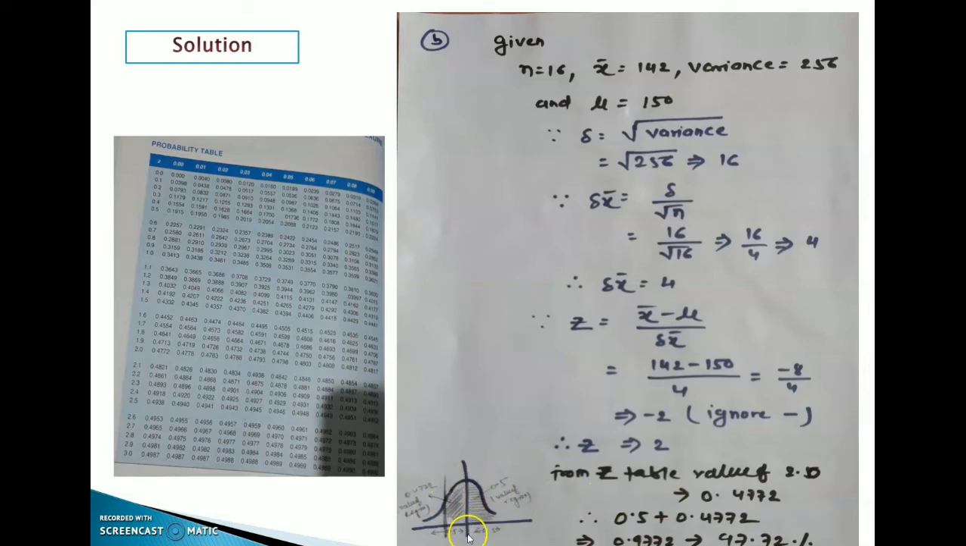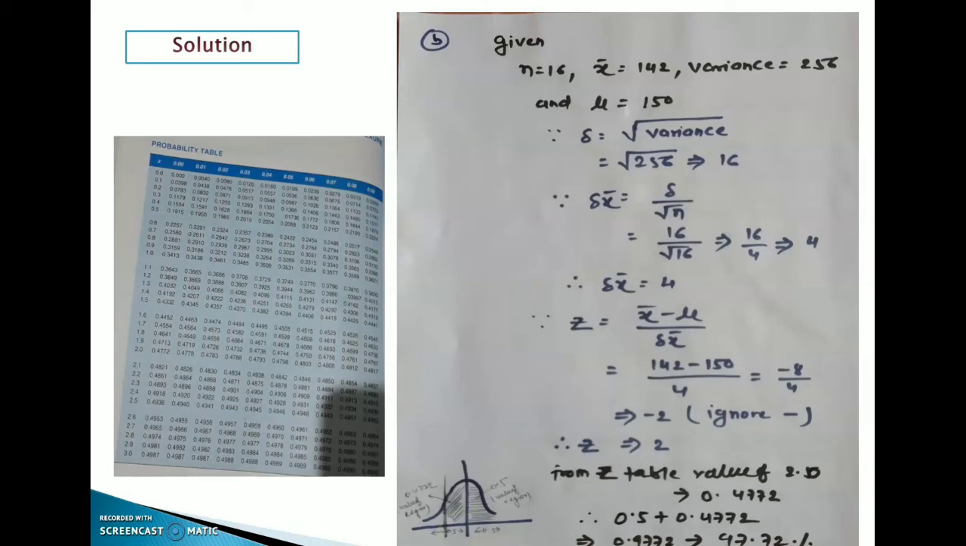Now see friends, there is one figure given here. This is the normal distribution, and in a normal distribution mean is equal to mode is equal to median. So in a normal distribution, if we divide equally, this portion will be 0.5 and 0.5, but here there is a little deviation. 0.4772 is actually the real value of this region.